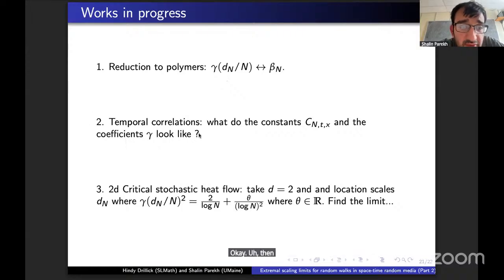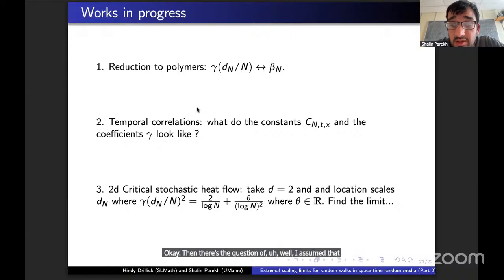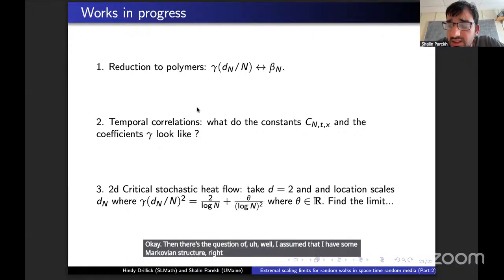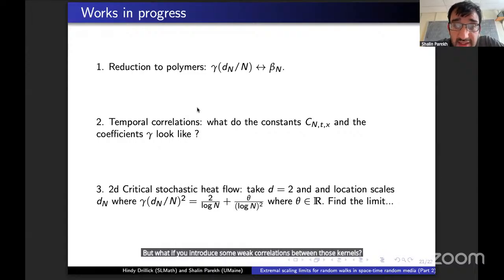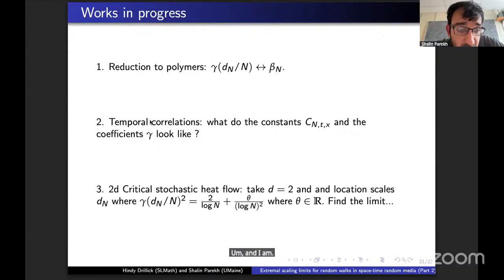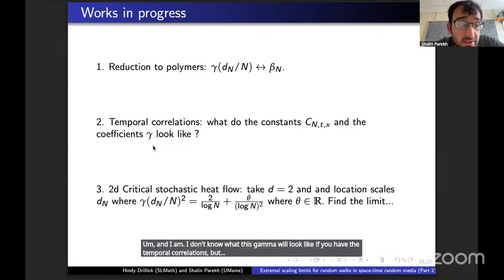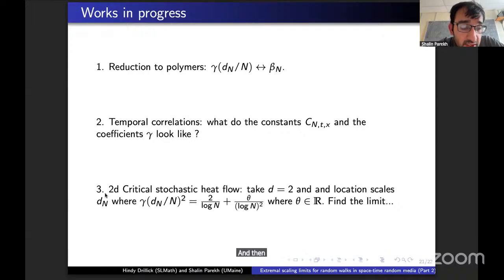Then there's the question of, well, I assumed that I have some Markovian structure, right? So my stochastic kernels were independent in time. But what if you introduce some weak correlations between those kernels? To me, that's a very exciting problem, and I'm working on that right now. I don't know what this gamma will look like if you have temporal correlations, but I would like to understand that.